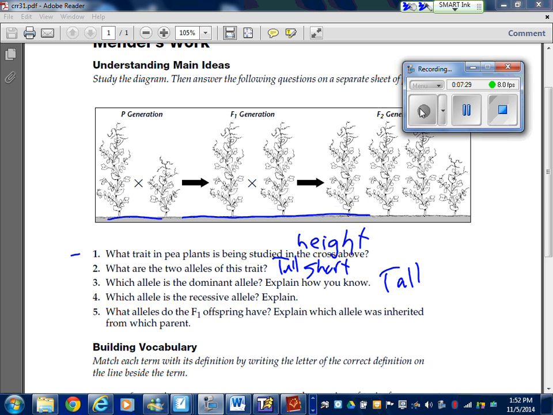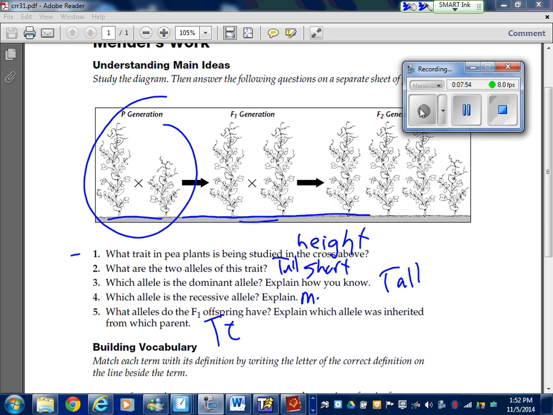Right. Okay. The two ways you know is that one is it shows up more often. But the more important way you know is that when you crossed a tall and a short, you got all tall. Okay? Same thing with recessive. The short's recessive because it got covered up. And what alleles do the F1 offspring have? You know that they have big T, little t because they pass on the little t.